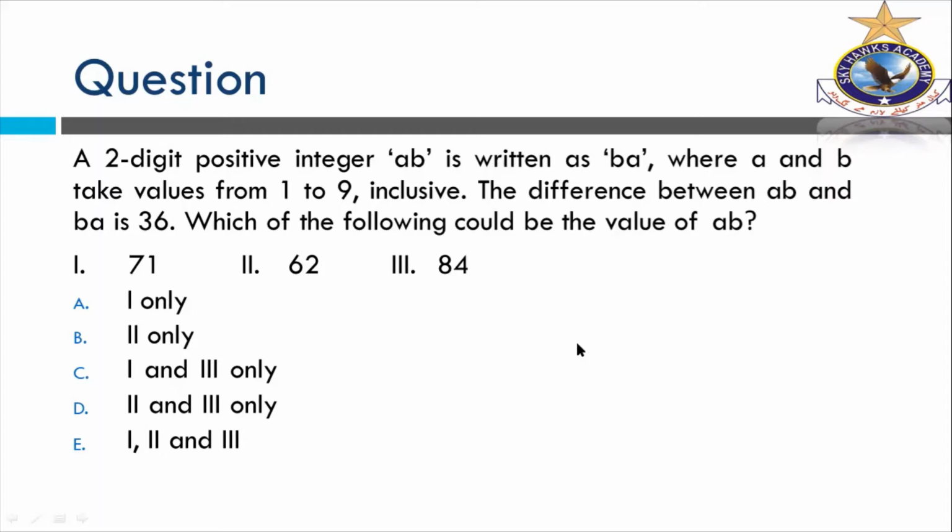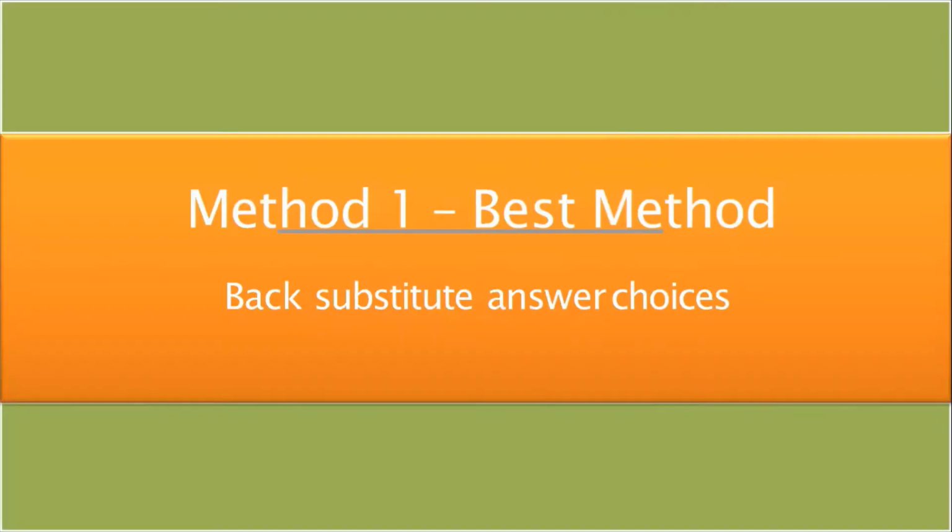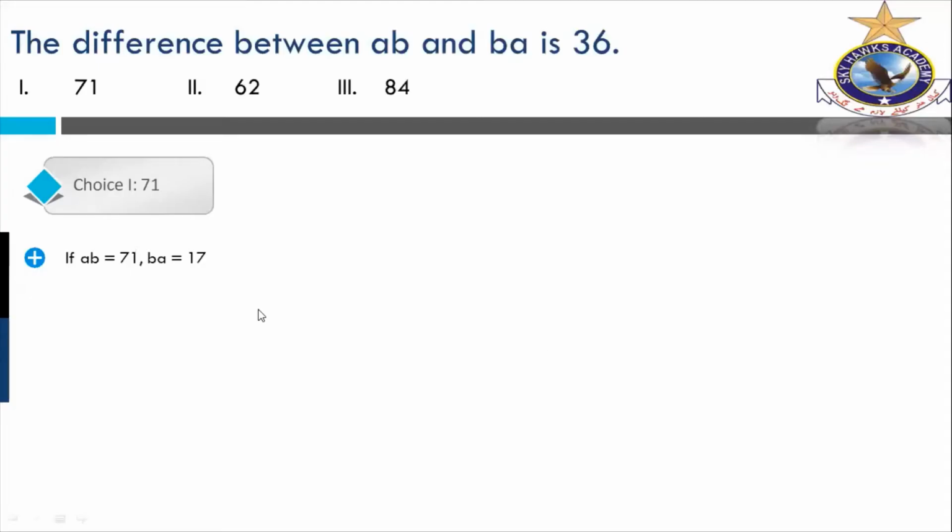Now let's see. We are just proceeding in a proper way. It's a good choice. Now let's see. You are almost near to the solution. That may be the exact solution. Anyhow, let's see the method. There are two methods. So we are just talking about method one, the best method: back substitution of answer choices. So here we will use some basic properties of the integers. Now let's see. The difference between AB and BA is 36. So it's a very important information.